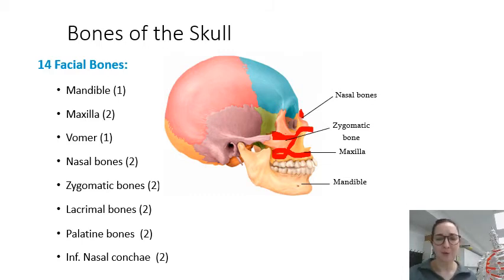We also have lacrimal bones. Lacrimal bones, they're not pointed out in this picture, but they would be right here. So right on the inside of where your tear ducts are. That's where you're going to find lacrimal bones. So lacrimal, the term lacrimation means tears. And then palatine, we can't see those in this picture, nor can we see inferior nasal conchae. So we'll look at those in the next picture, hopefully.